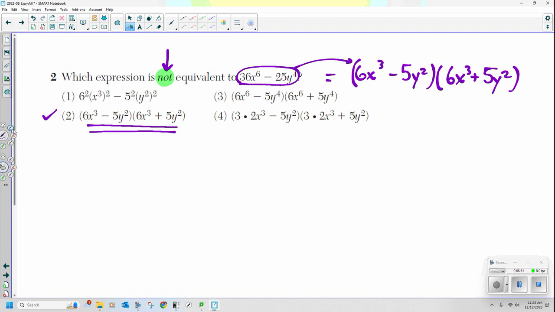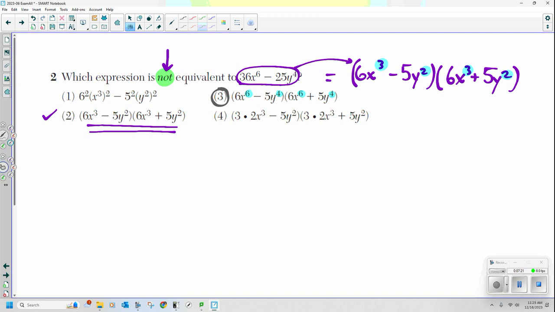So choice 2 is not my answer because they are equal. If I look at choice 3, it's almost the same exact thing, except the exponents are different. It should be a 3 and a 2 and a 3 and a 2. See what choice 3 does? It leaves the exponents 6 and 4. That is not correct at all. So number 3, I know for a fact, is not correct.